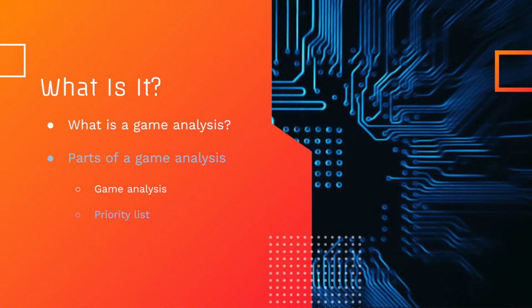What is it? A game analysis is a way to break down a game and help better understand the game. We typically split this up into two parts. Part 1 is the actual game analysis. We go through the different point systems that are assigned to different tasks throughout the game and figure out what gives the most amount of points for the lowest amount of difficulty.